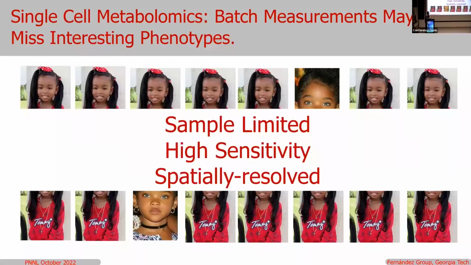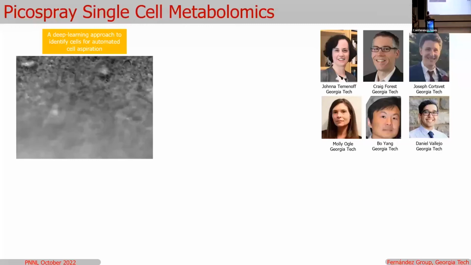So doing single cell metabolomics is not routine. And let me just get it out of the way that we are not doing it yet in a successful way, but I'm going to show you what we're trying to do. Okay. So one of the good things about Georgia Tech is it has excellent engineers. So we are working with a couple of engineers, with Jonah Temenoff and Craig Forrest groups.